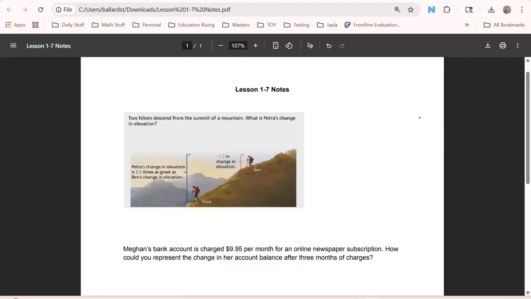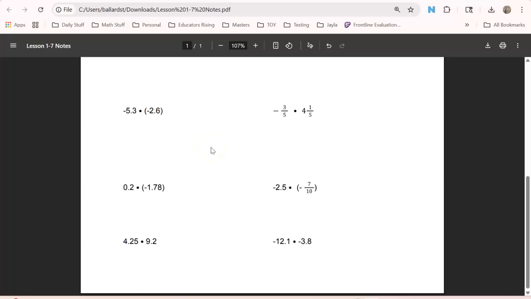However, we're not going to use our workbooks. I will hand this out to you in class. What I did is I just took a couple problems from the workbook, a couple of story problems, and then a few just numerical expressions that we are going to work on solving.